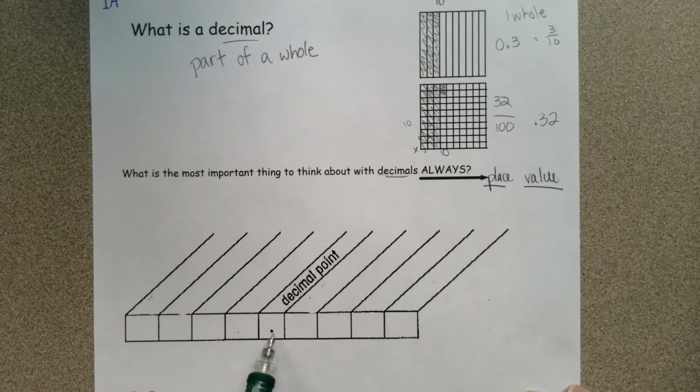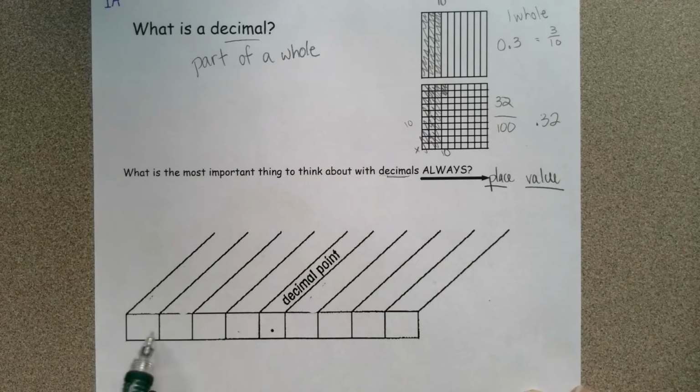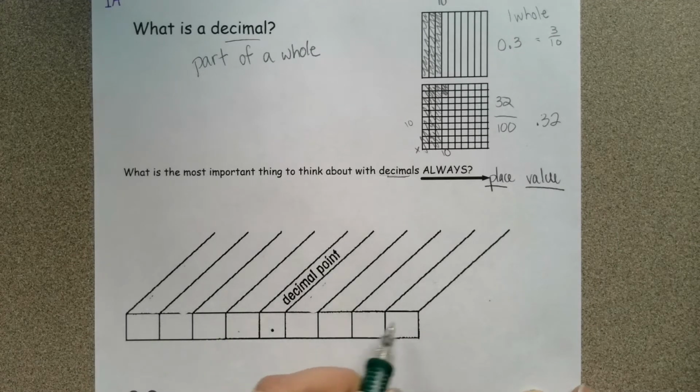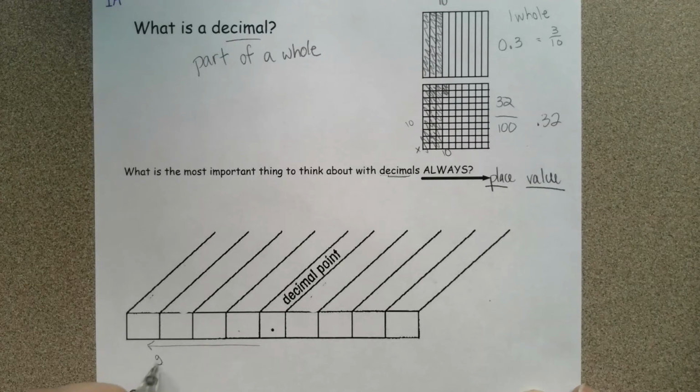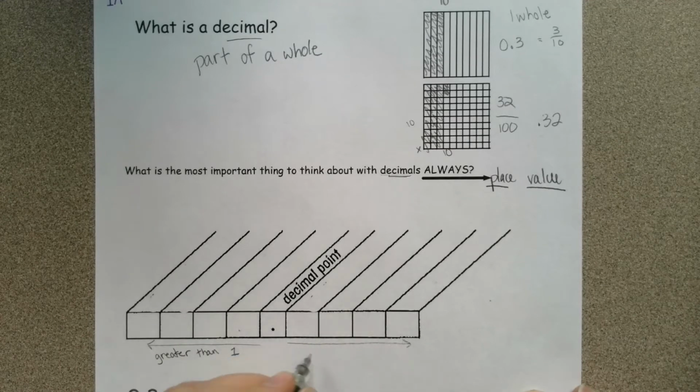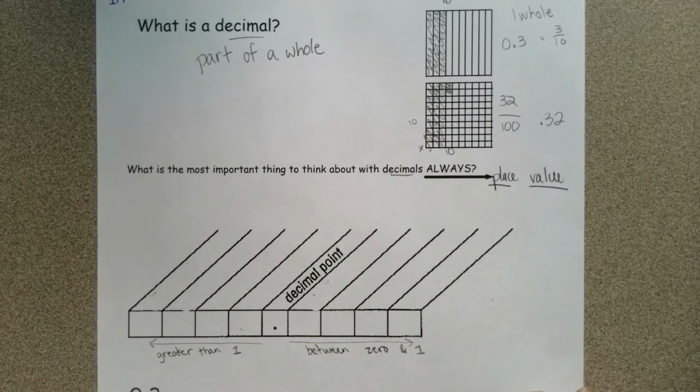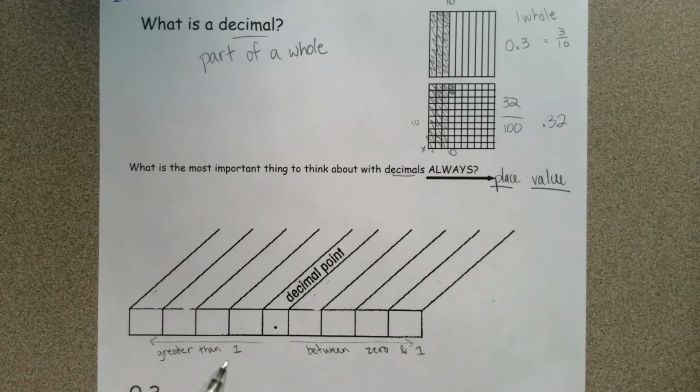The decimal point here marks that middle. Everything to the left, that's a whole number, or greater than 0. Everything over here is from 0 to 1. So excuse me, this is greater than 1. And everything that exists in here is going to be between 0 and 1. You'll want to write down the place value of this.